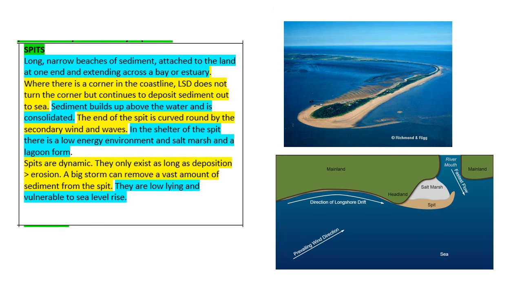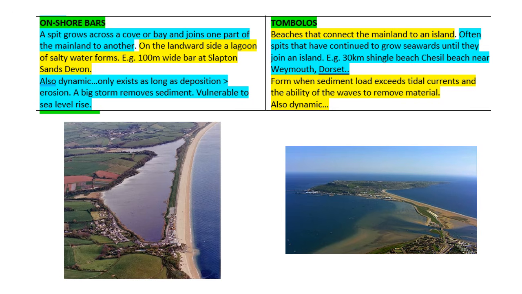An onshore bar is where a spit grows across from one bit of the headland to another bit of the headland and joins one bit of the mainland to another. And you get a lagoon forming behind the bar, like you can see there in that photograph.